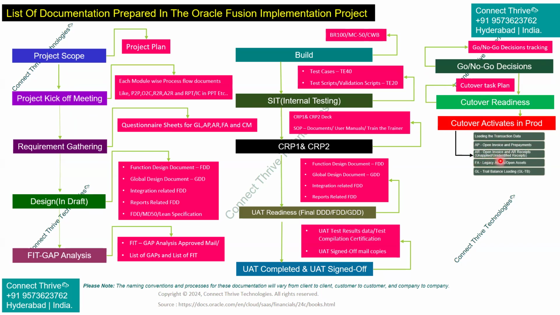Here we have unapplied, unidentified receipts, we have to load them. FA legacy assets, we have to load them. And GLTB trial balances, we have to load in the production environment. So please keep in mind, guys, whenever we are doing this open transaction data, we will do it once the basic configuration is done for all financial modules, then only we are able to do this.